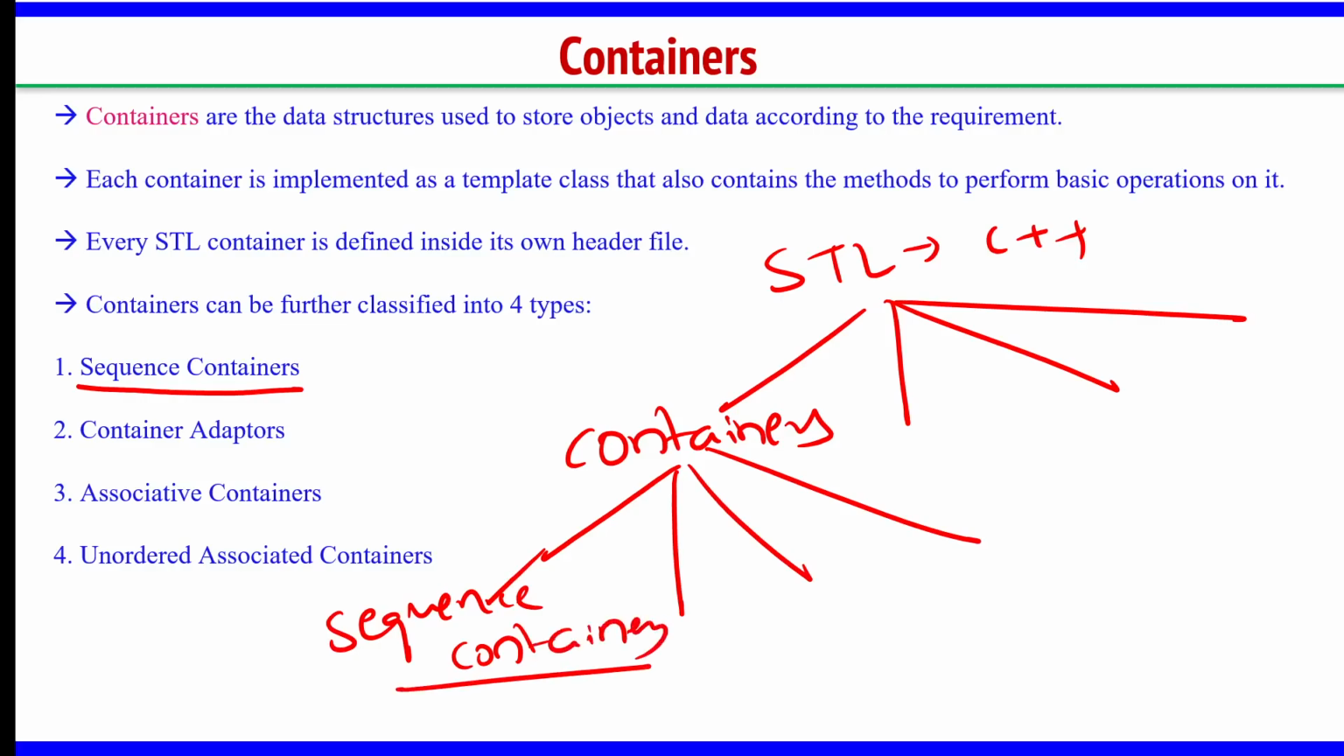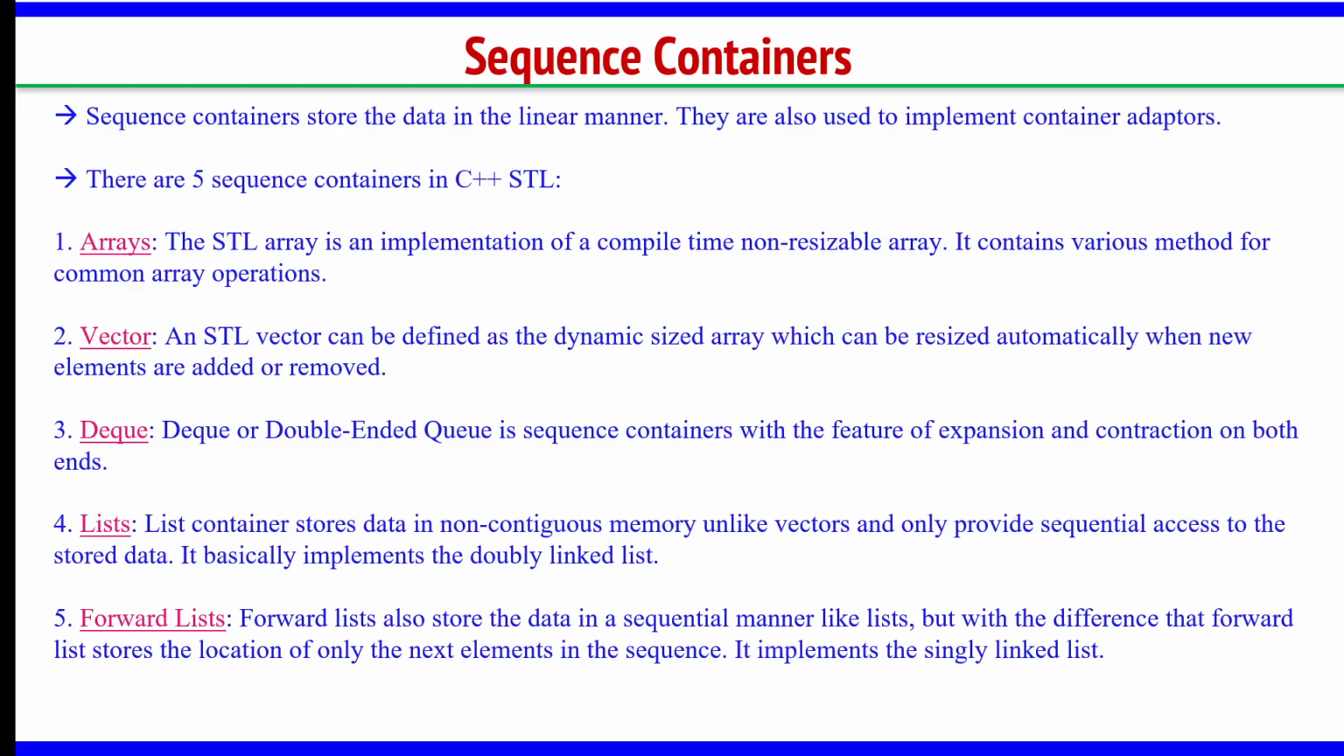Okay. So, let us see what sequence containers are. Sequence containers store the data in a linear manner. They are also used to implement container adapters, which we will see later. There are 5 types of sequence containers: arrays, vectors, deque, list and forward list.